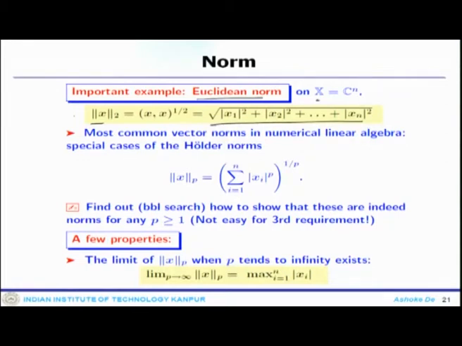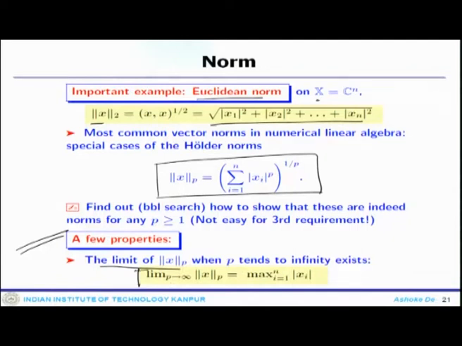Now, the most common vector norms in numerical linear algebra are special cases of Holder's form like this. You can show that an important property is that the limit of this norm of x, mod x p, when p tends to infinity actually exists. So, this is one of the important properties of the p norm. This is called the p norm, and when p equals 2 we get the L2 norm. So, different norms can be obtained like that.